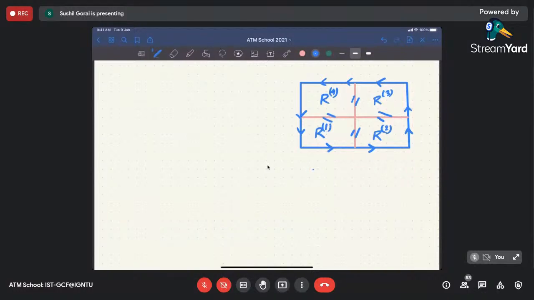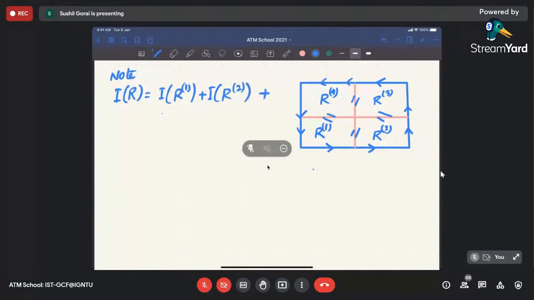So the first step is to divide this one, and note the following. IR is IR1 plus IR2 plus IR3 plus IR4. All right. So this is, let's say, equation 1.